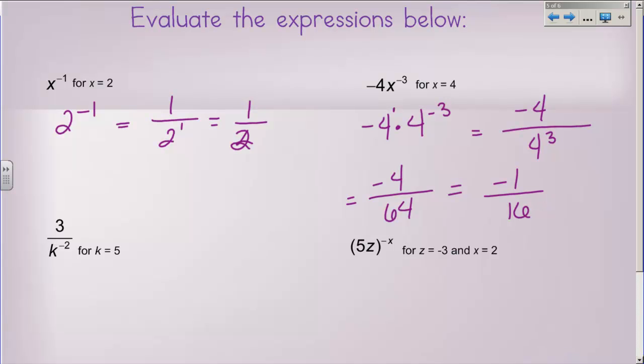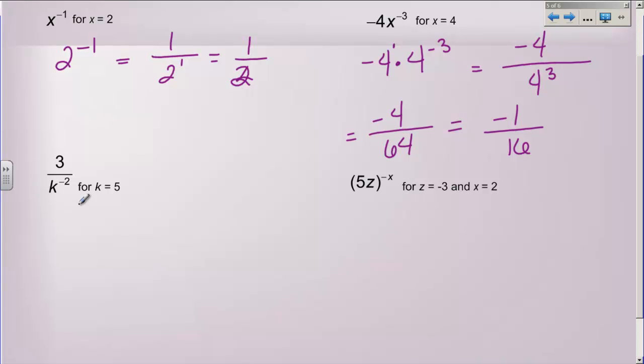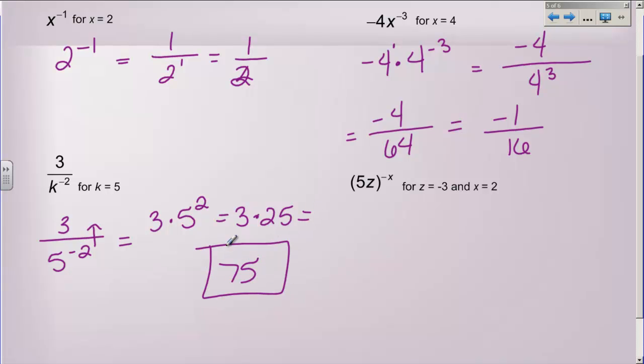The next one, 3 over k to the negative 2, and I want k to be 5. So I have 3 over 5 to the negative 2. Well, this has a negative exponent, so I have to move it up here into the numerator, so I have a positive. So I end up with 3 times 5 to the positive 2. Exponents, then multiplication, since that's order of operations. So I have 3 times 25, which equals 75. There's your simplified expression.